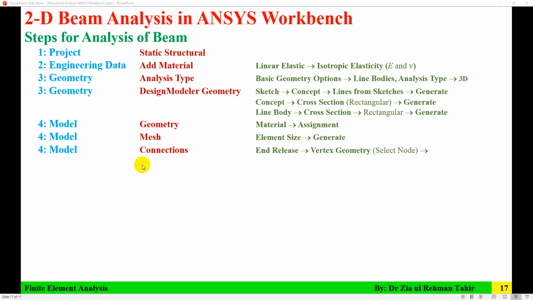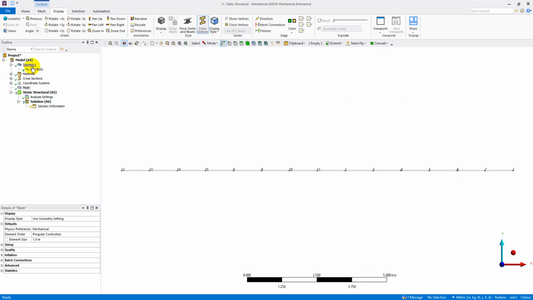Next step is to create hinge, and for that in the model need to go connection, and in connection need to go end release. And for that, for vertex geometry, select node, and first you need to select which node you need to release, and then any adjacent edge need to select, and in definition need to set that rotation about z-axis as free.